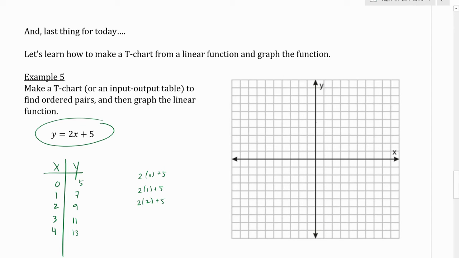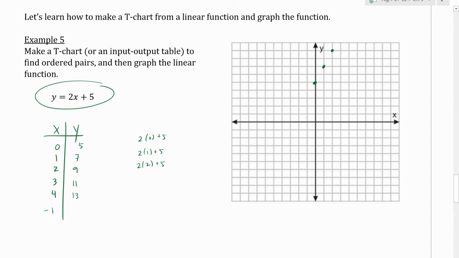Now, these next two I found, they're running off the page. So what if I went the other way? What if I did -1? So that's -2 plus 5. There's a 3. If I kept going, I'm getting -4 plus 5. There's a 1. So I plug -1 in, I'm getting 3 out. -2 in, I'm getting 1 out.